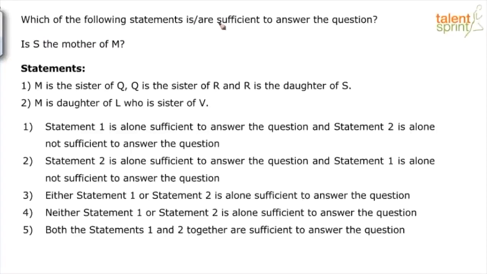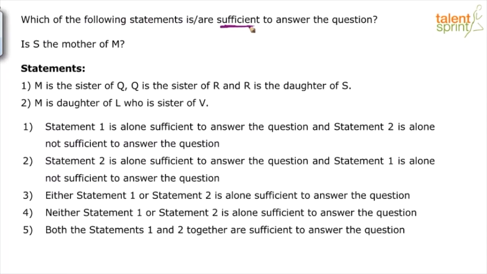Which of the following statements are sufficient to answer the question? Now from the options you can understand that this is a data sufficiency question, right? Like option 1 says statement 1 alone is sufficient to answer the question, and statement 2 alone is not sufficient to answer the question. And the question also clearly says which of the following statements are sufficient. So it is a sufficiency question.